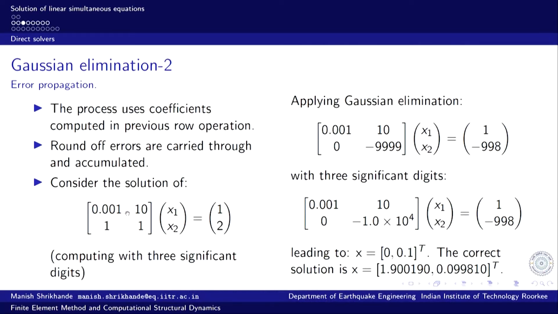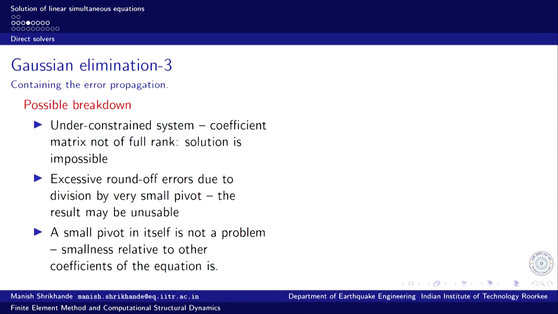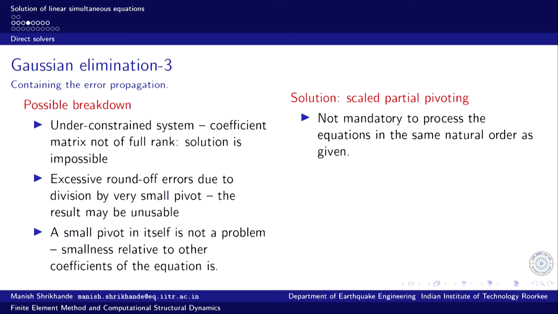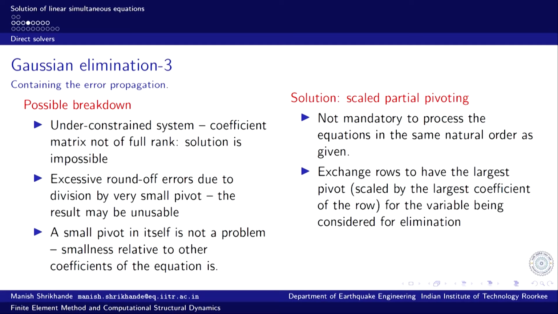If I did that, then you would realize that if I interchange the rows, the entire problem goes away, very simple. The pivot is not very small anymore, right. We will see how that works. So, it is not mandatory to process the equations in the same natural order as given. So, exchange rows to have the largest pivot scaled by the largest coefficient of the row for the variable being considered for elimination.